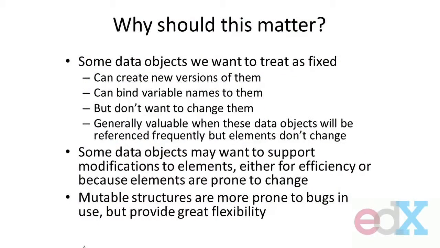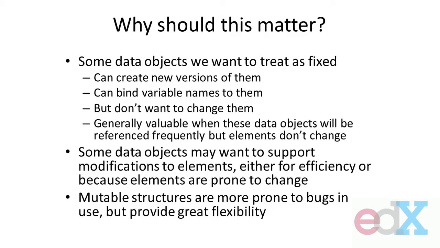And why would we want to do that? Well, in part, because there are going to be some problems where that's really valuable. Some data objects we really want to treat as if fixed. We create new versions of them, we can bind variables to them, but we don't want to change them. This is usually valuable when those data objects are going to be frequently referenced, but the pieces inside of them don't change. Why would we want the ability to change them? Because that can just lead to bugs.